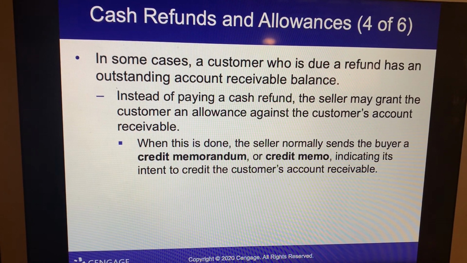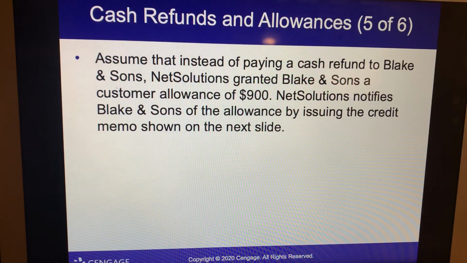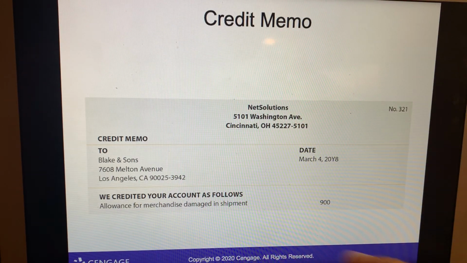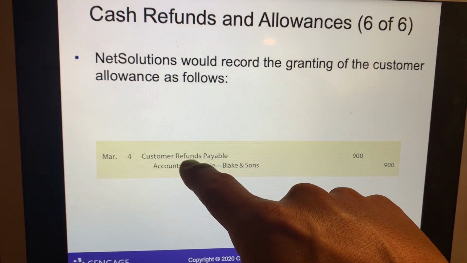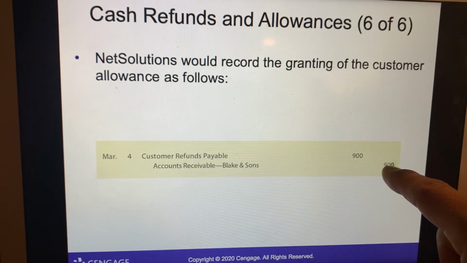In some cases, a customer who is due a refund has an outstanding accounts receivable balance. Instead of paying a cash refund, the seller may grant the customer an allowance against the customer's accounts receivable. When this is done, they send a credit memo indicating the intent to credit the customer's accounts receivable. So assuming that instead of paying a cash refund to Blake & Sons, Net Solutions granted Blake & Sons a $900 customer allowance. Net Solutions notifies them of the allowance by issuing the credit memo shown on the next slide. So here's the allowance for damaged merchandise on shipment for $900. So here we go. Customer refunds payable for $900. Accounts receivable goes down $900.